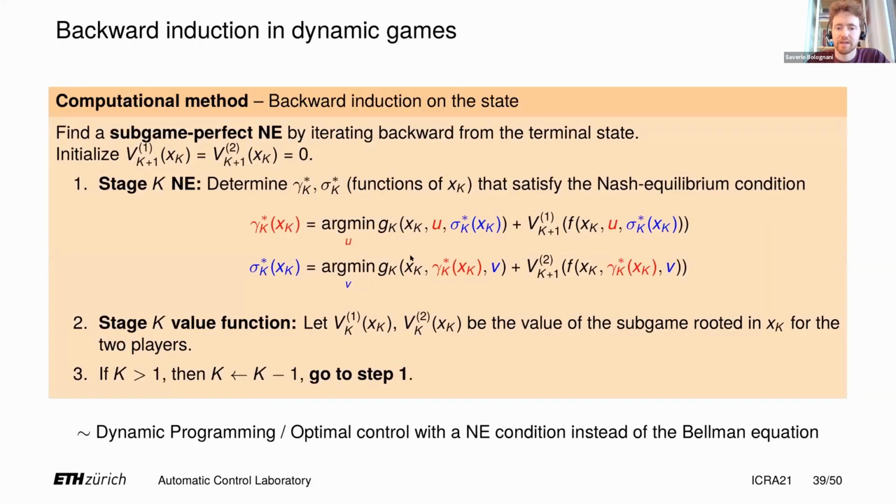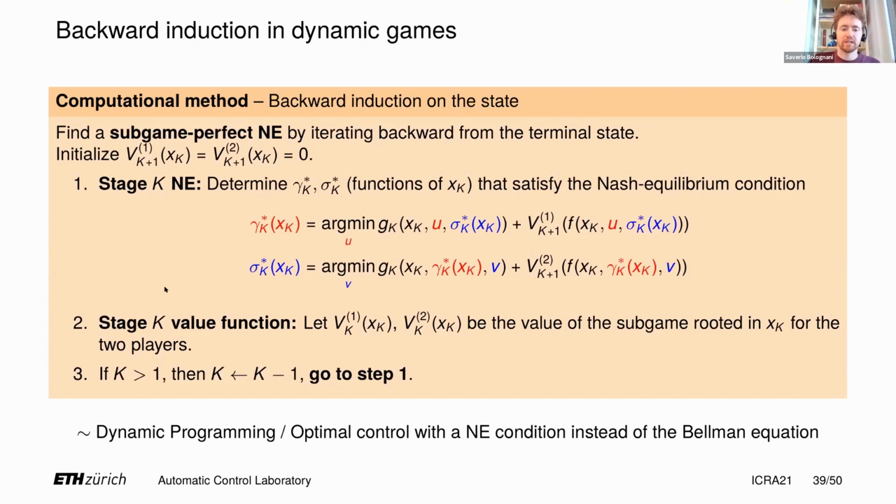Okay, but now it's a function of the state instead of being a function of the subgame where you are. We are doing a backward induction on the state and not on the game tree. Notice that the decisions, both player 1's decision and player 2's decision, enter in two places: in the stage cost, but also in the future cost given through the update equation for the state.